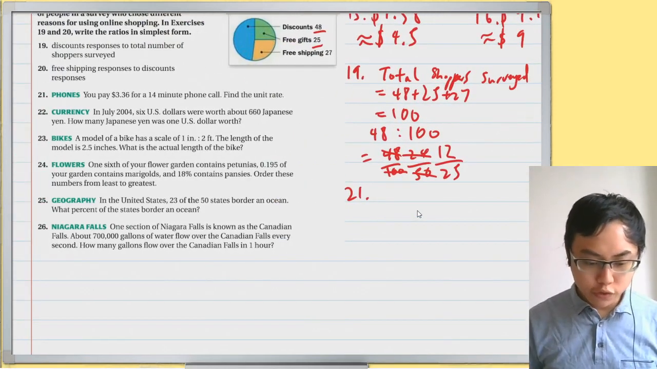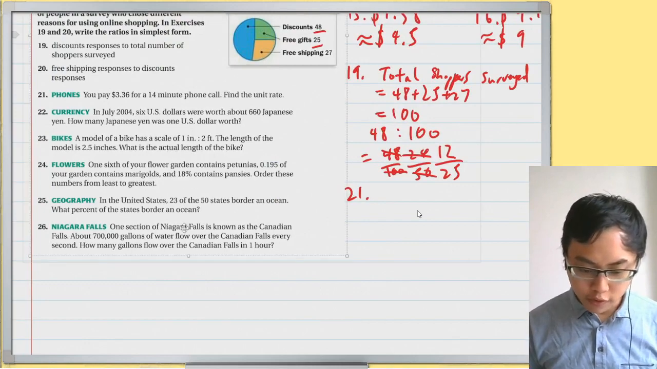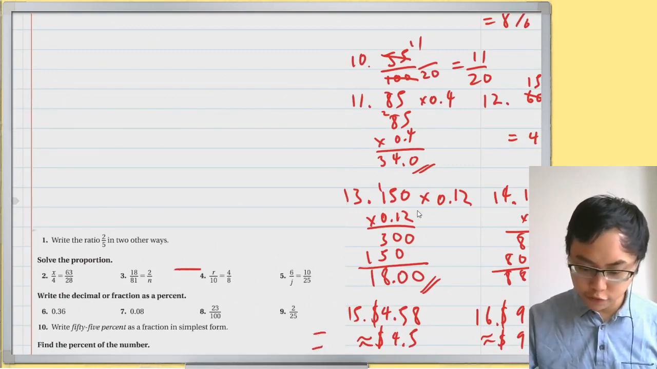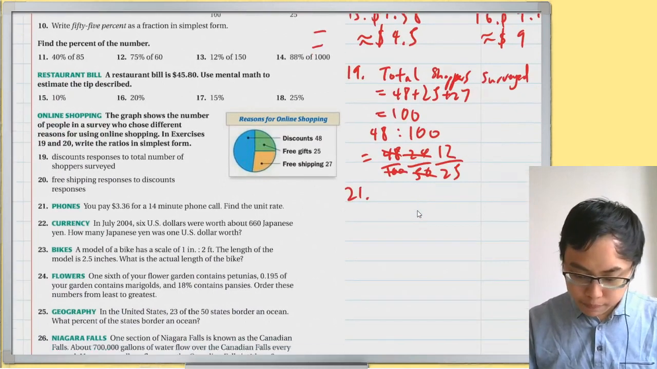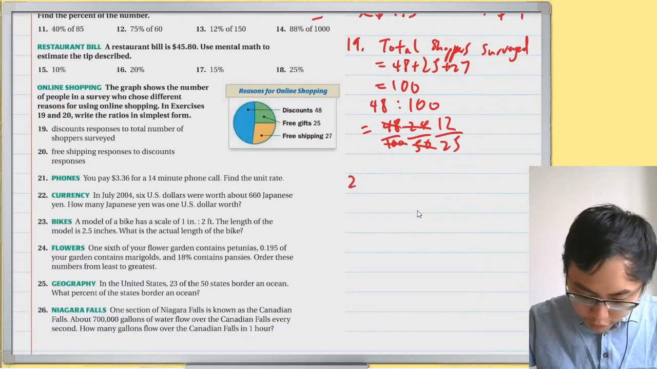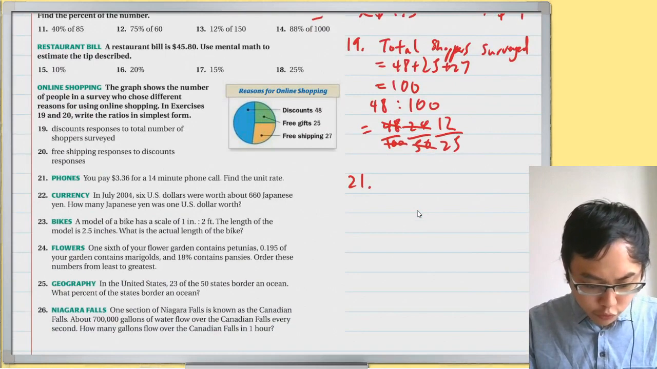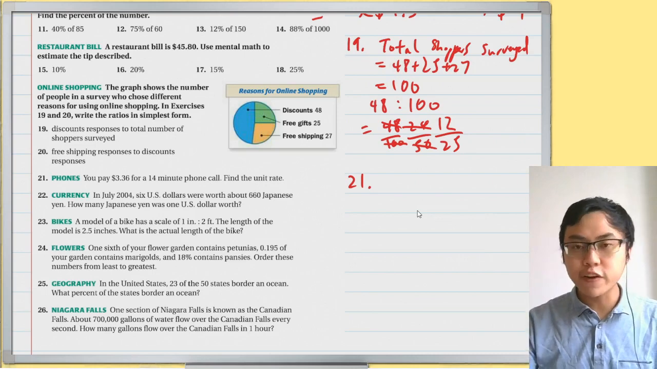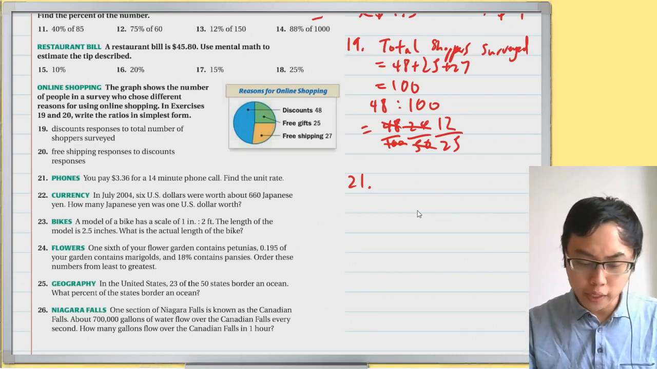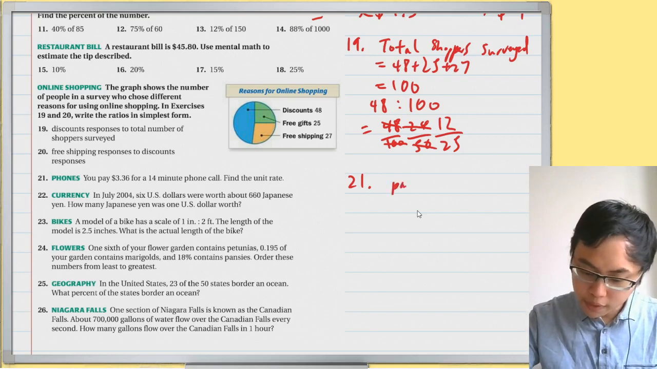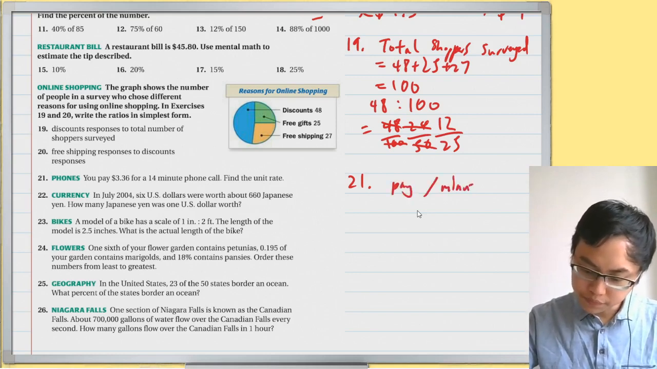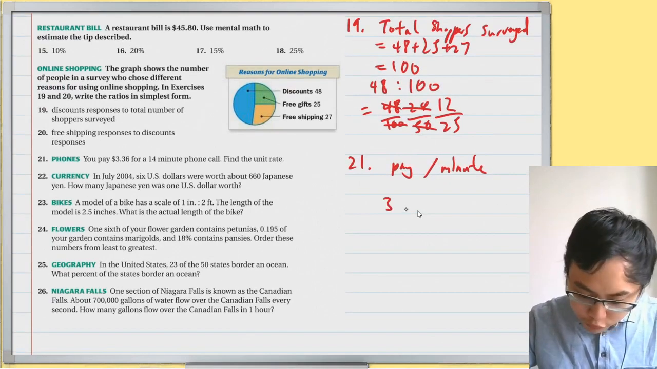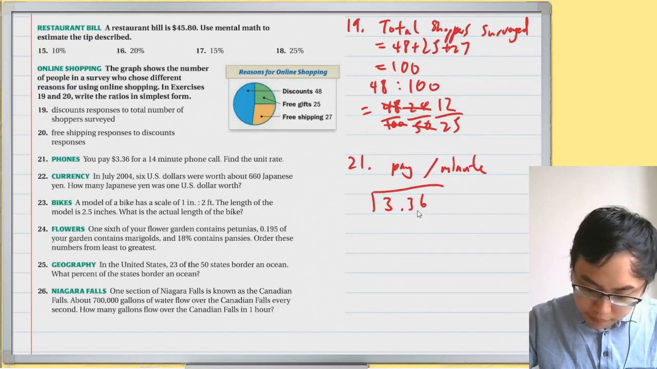Question 21. You pay $3.36 for a 14-minute phone call. Find the unit rate. Let me just quickly bring the question a little bit further down so that it's easier for us to refer to the question. Right next to the question, you pay $3.36 for a 14-minute phone call. Find the unit rate. So we want to find the rate, as in how much you pay per minute. So that's the unit rate. That's going to be $3.36 divided by 14 minutes. So let's work out $3.36 divided by 14.